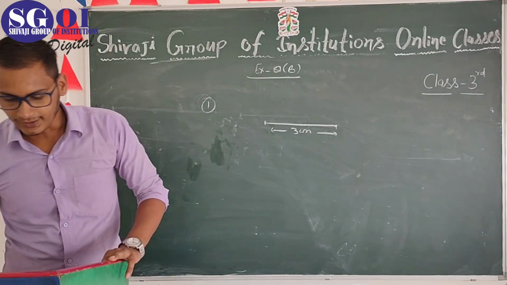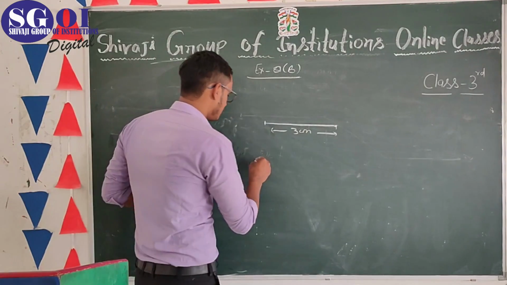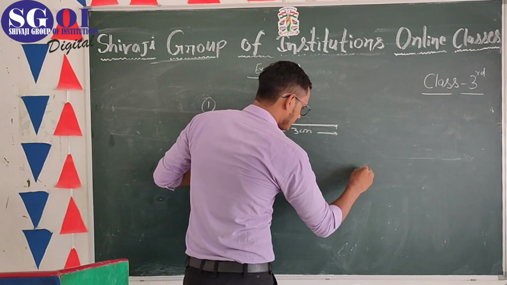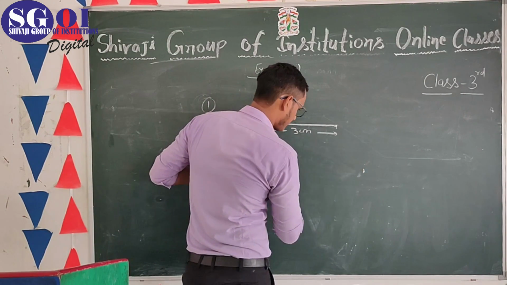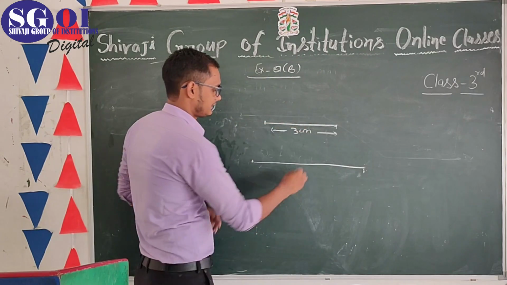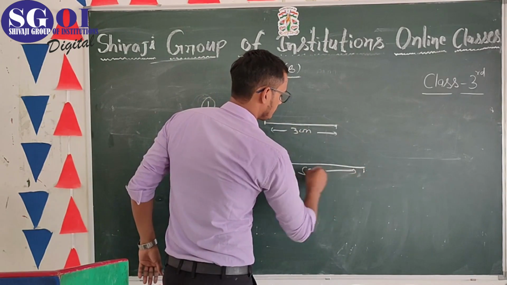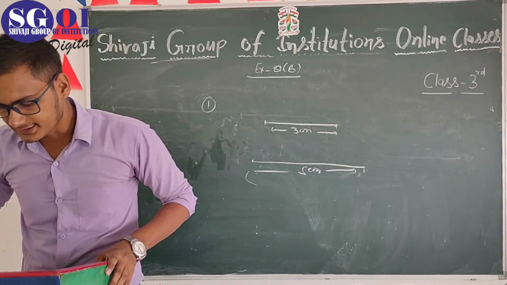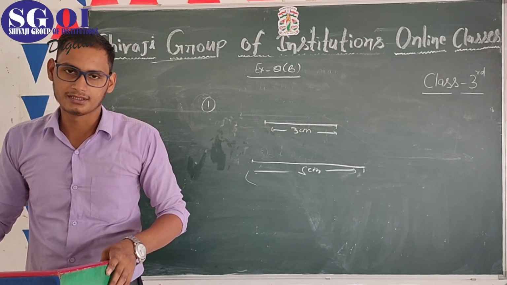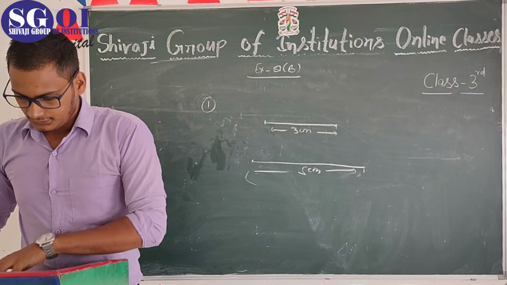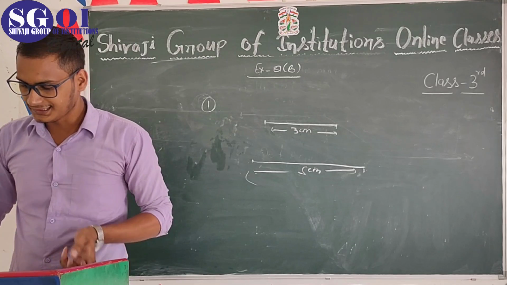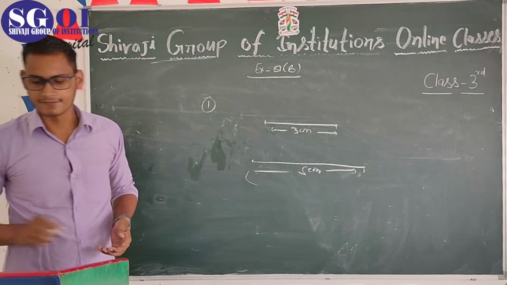Question number 2, 5 centimeter. So we mark 0 to 5 and draw a line segment. It's a line segment of 5 centimeter. Okay. 8 centimeter, 9 centimeter, and 12 centimeter. Okay, students, so your exercise 8A and 8B is finished.